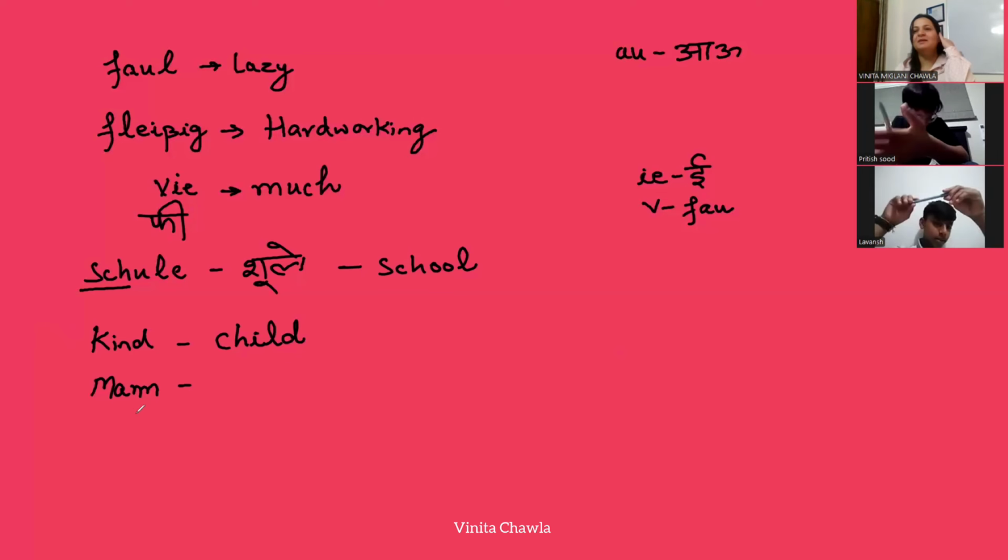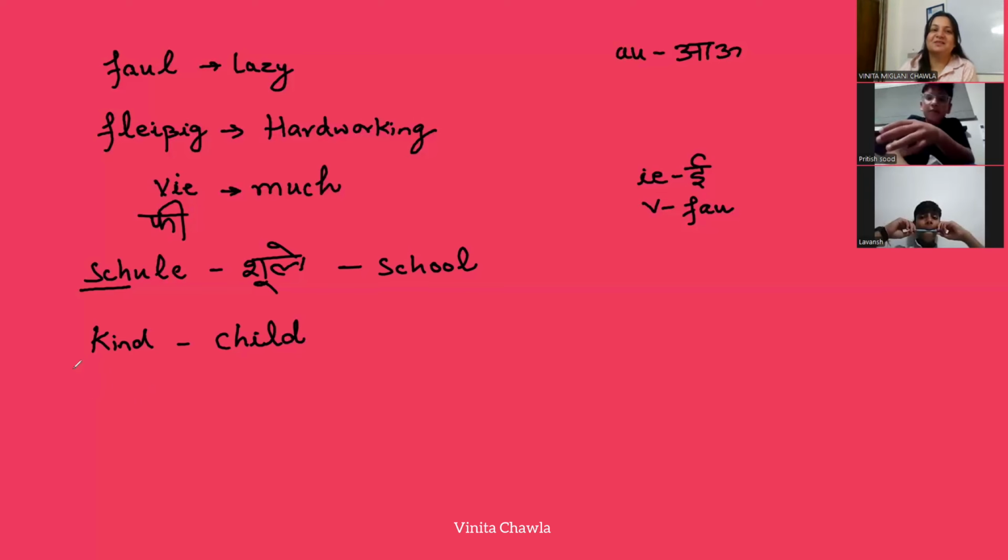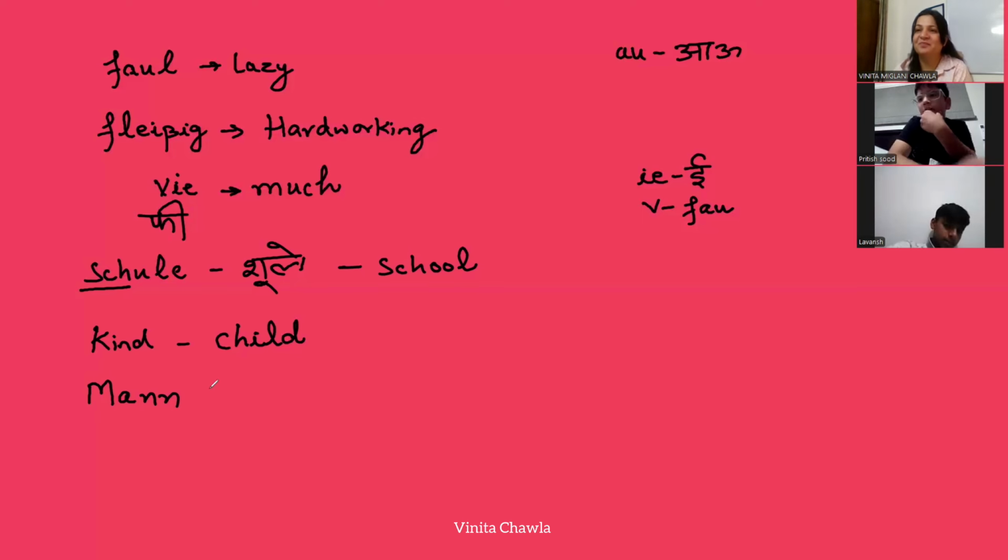Okay, now you tell me how am I going to pronounce this word? This is M, A, double N. Mann. It's not man, it's Mann. Mann means man.